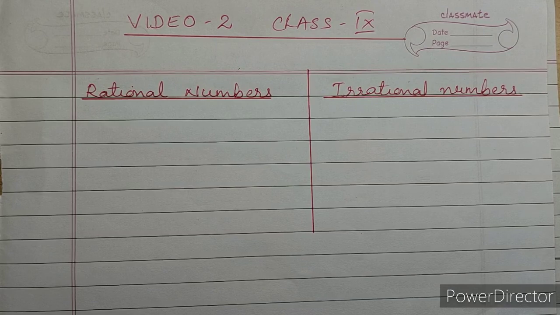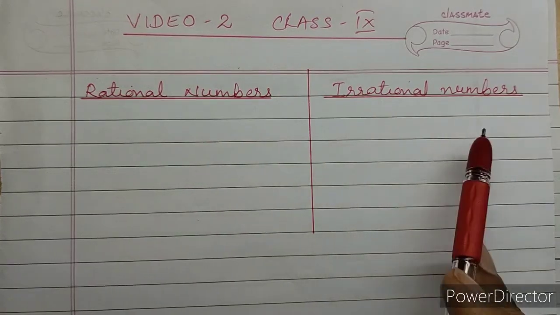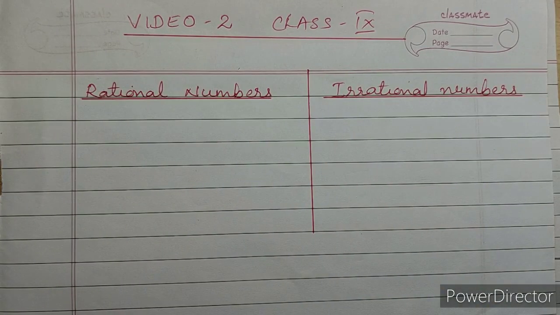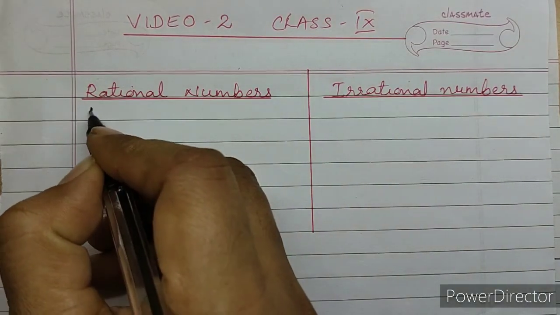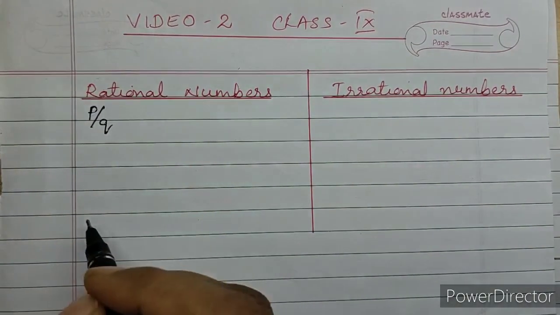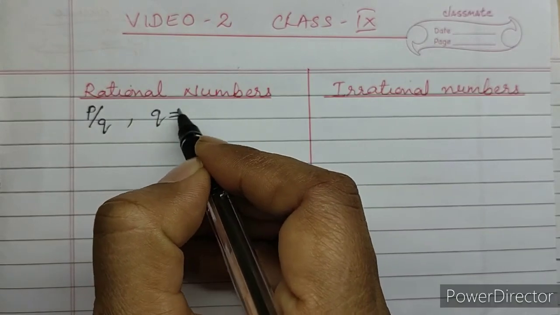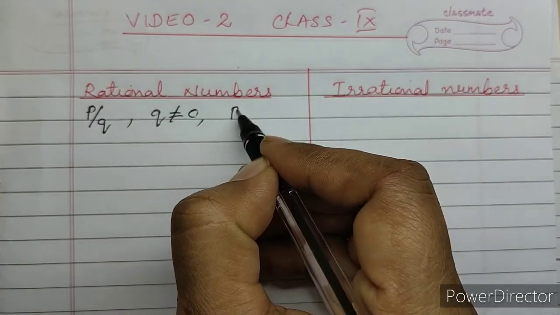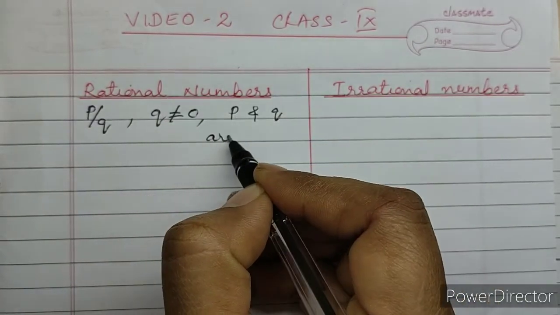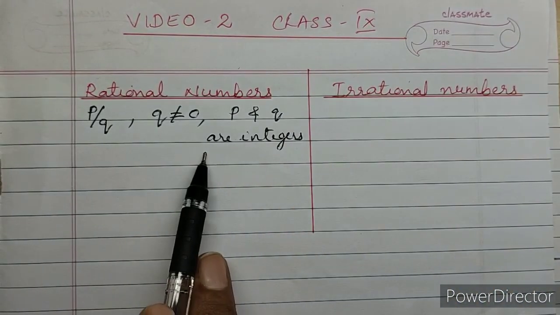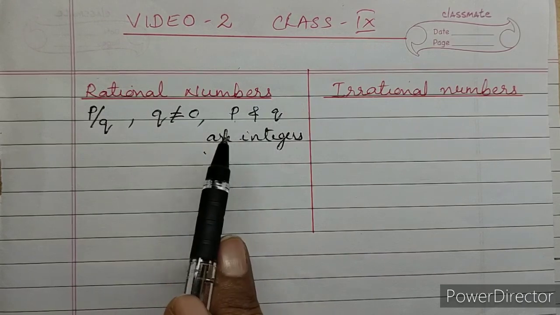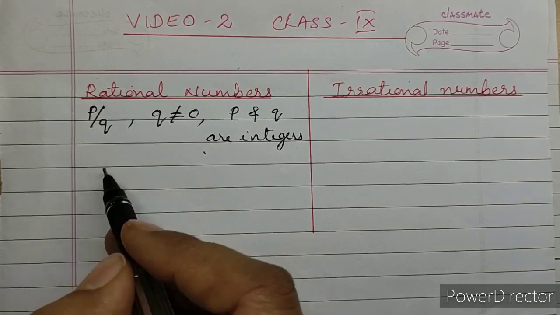In last class we have learned about number system. Can you tell me the difference between rational numbers and irrational numbers? Rational numbers, definition only you can say here. Rational numbers can be expressed in P by Q form where Q is not equal to 0 and P and Q are integers. This condition is very important. P and Q must be integers.